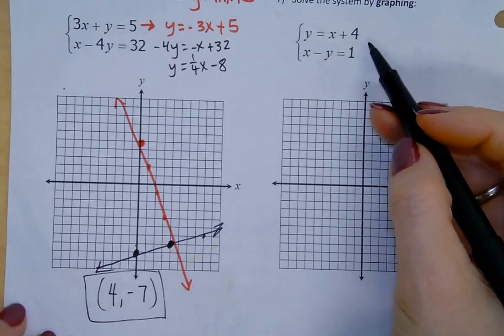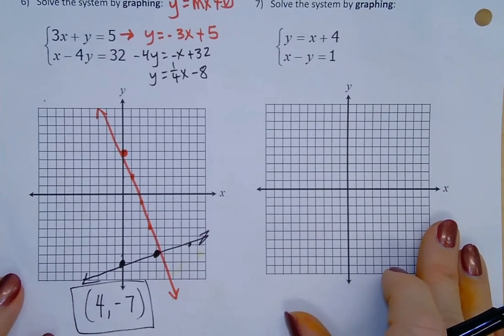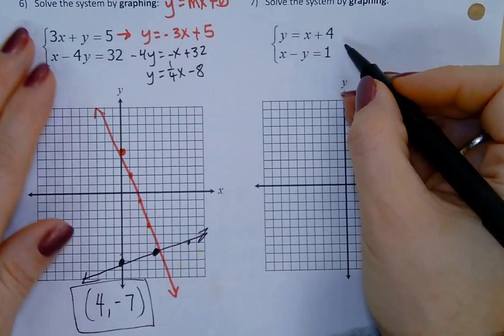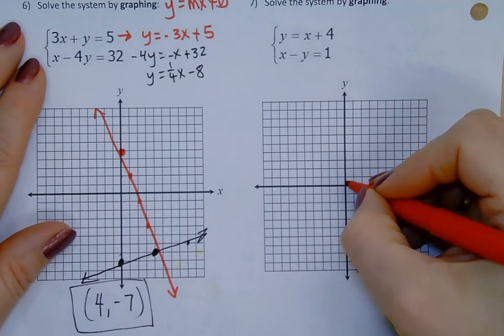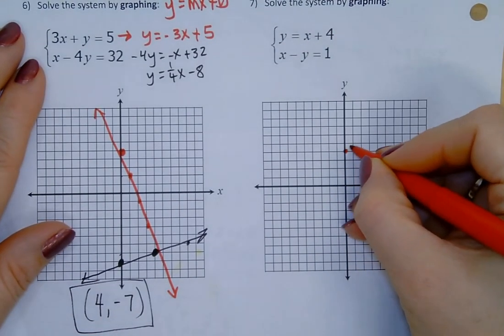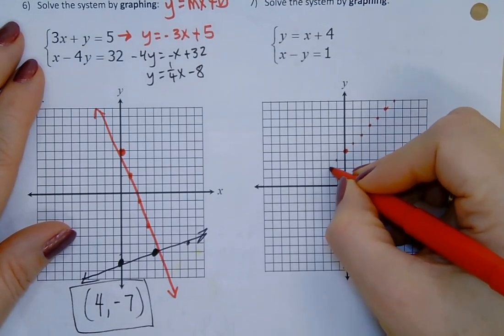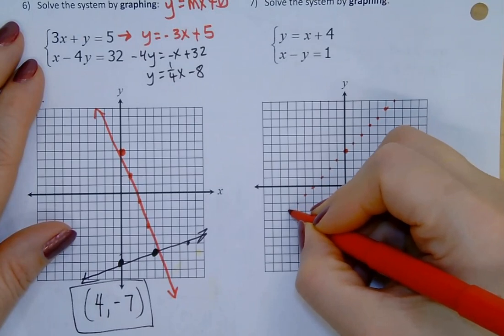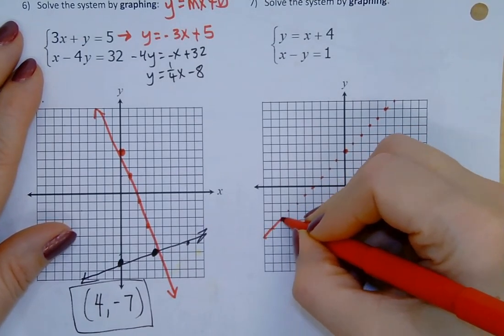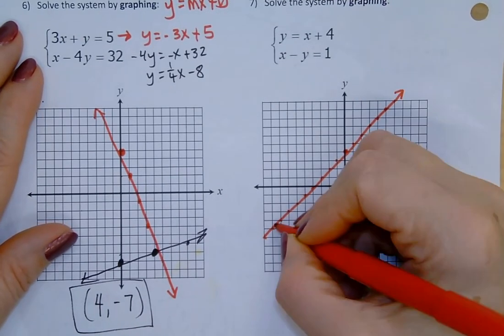Okay, over here we're going to solve by graphing again. This is already in slope-intercept form. So I'm going to start at 4, 1, 2, 3, 4, and I go up 1 over 1. So that's my line. And I'll try to make a straighter line that time.